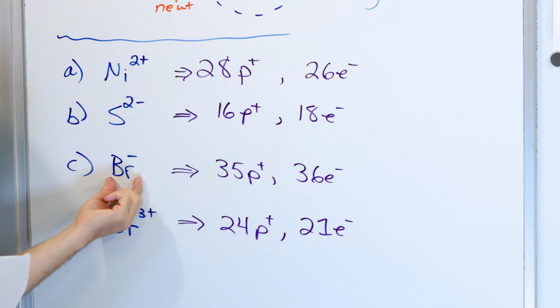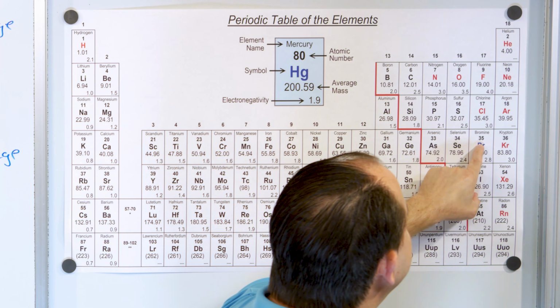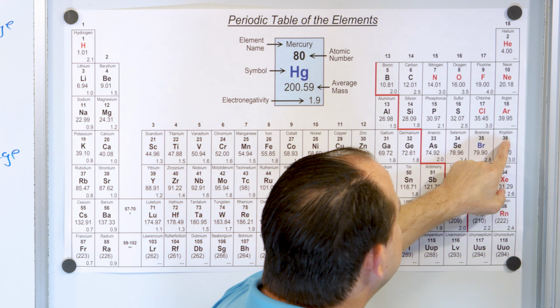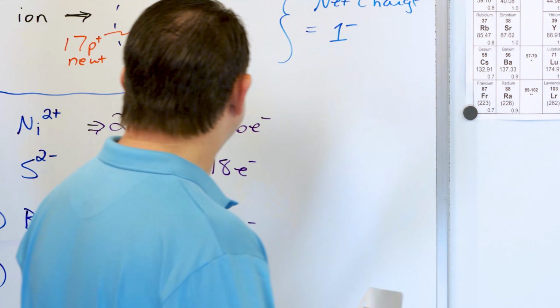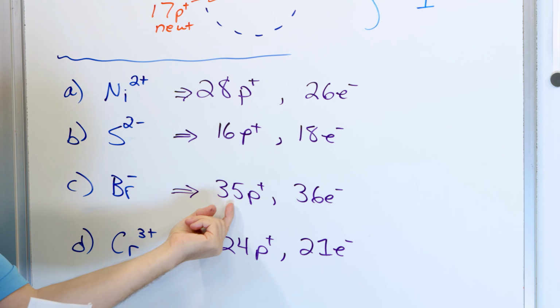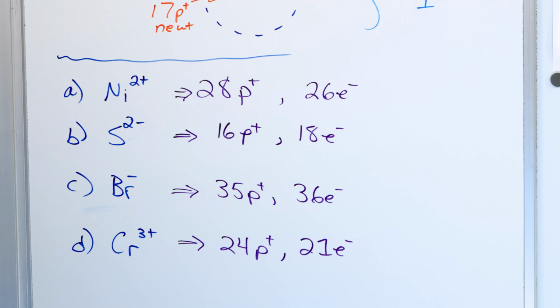What about bromine? Bromine is over here in the periodic table, and so it is trying to attain the electron configuration of krypton. It's going to try to gain 1 electron to do that, and so bromine wants to gain 1 electron. 35 would be neutral, gaining 1 electron would be 36 there.